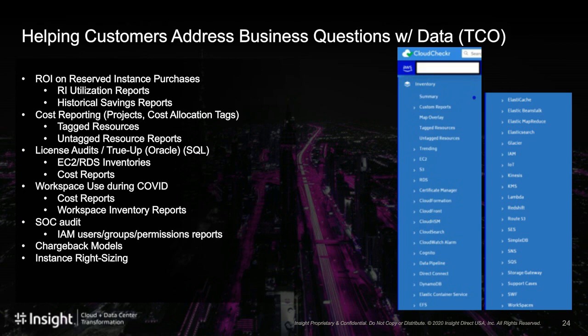Can you help us with our licensing and our true-up? This is in addition to our professional services teams who can help with the E3s, with the SAs, with the BYOL. We help our customers generate cost reports.